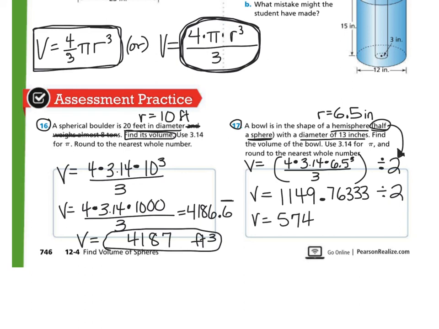So I get 574.881667. I assume that this is also a repeating decimal with the 6's and then it rounded the 7. But it doesn't matter because our job is to round to the nearest whole number. So we look at the 8 and the 8 tells us that this is about 575. So we're going to round that up, in inches cubed. So that is the volume of that bowl that is half of a sphere. We took the volume of the entire sphere and then we just divided by 2 to get half of that amount.